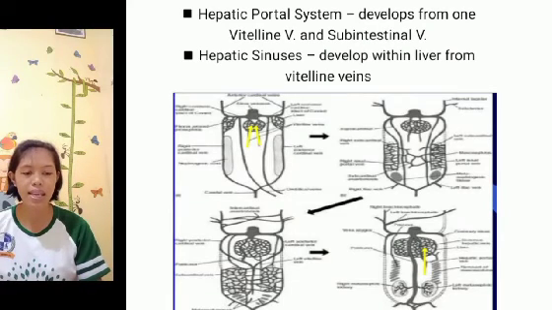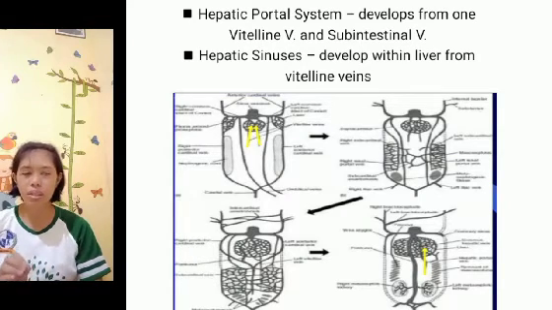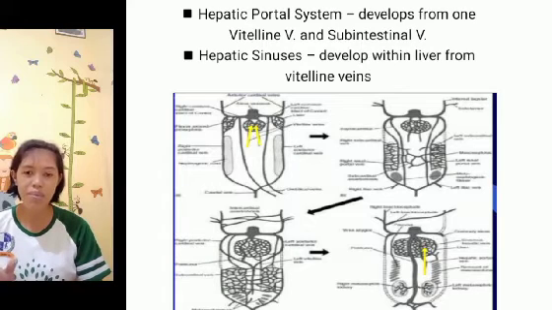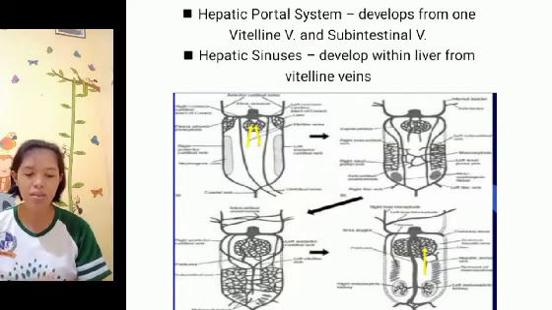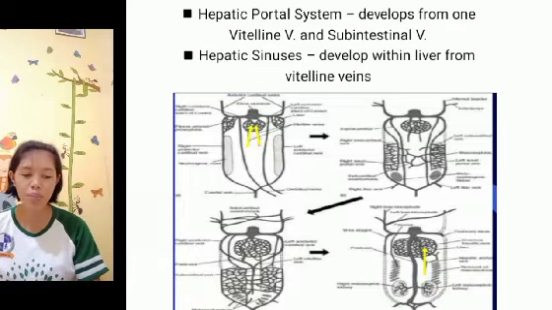So what happens in the hepatic portal stream is that in the embryonic life, we can see this basic pattern, but in the adult life, there is a merge of one of the vitelline vein and the subintestinal vein, forming hepatic sinuses. So this one here, the yellow one, the hepatic portal system, develops from one vitelline vein and subintestinal vein. Hepatic sinuses develop within the liver from the vitelline vein.